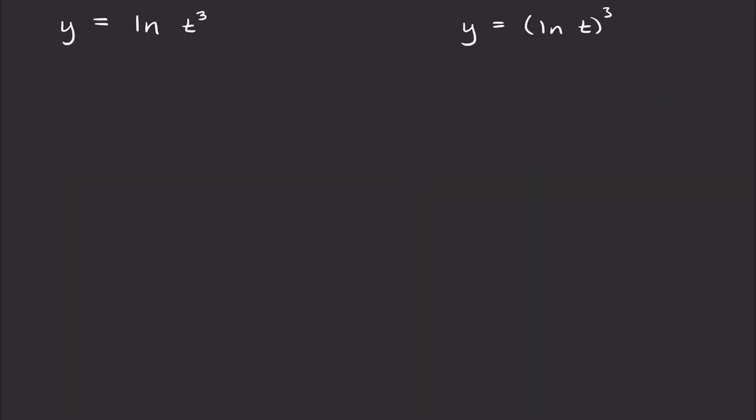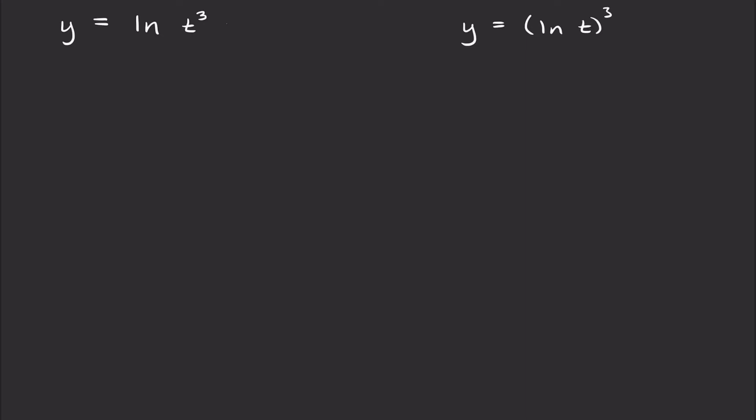Okay, for the next two functions, we have y equals the natural log of t cubed, and then we have the natural log of t, all quantity cubed. So in this case, we have only the t being cubed, and then we're taking the natural log. And in this case, we're taking the natural log of t and then cubing that result. So I want to show that both of these give different derivatives. So you have to be careful and make sure that you don't treat these as the same thing.